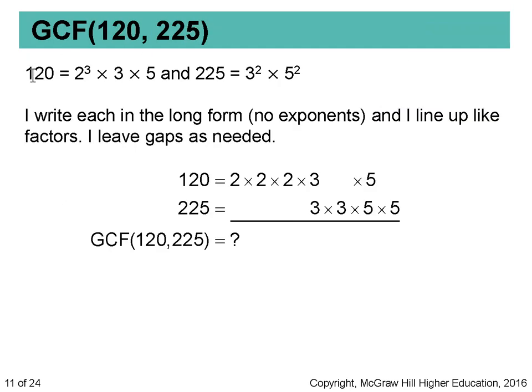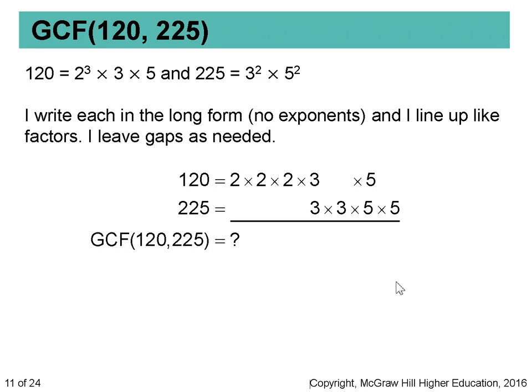Here's the prime factorization for 120 and 225. I'm using the lineup method. I write the prime factors of 120 and I write the prime factors of 225. I line up common factors and I leave gaps where there are no common factors. 225 does not have any 2's, so I leave a big gap here. 120 only has 1 3 and 225 has 2, so I leave a gap here. 225 has 2 5's, and so technically there's a gap here.